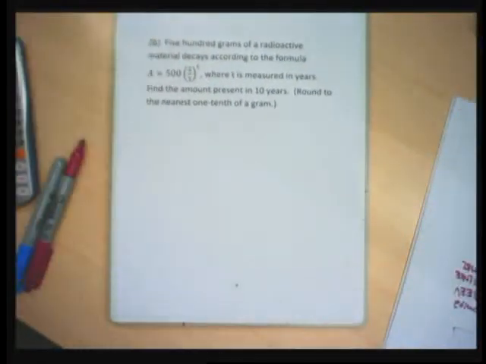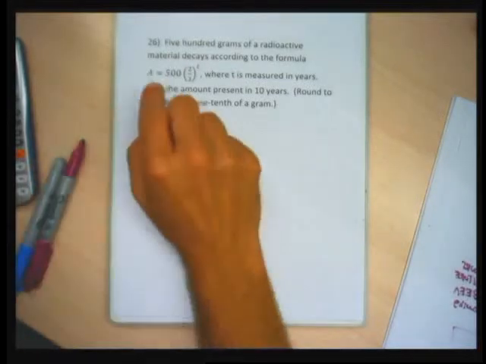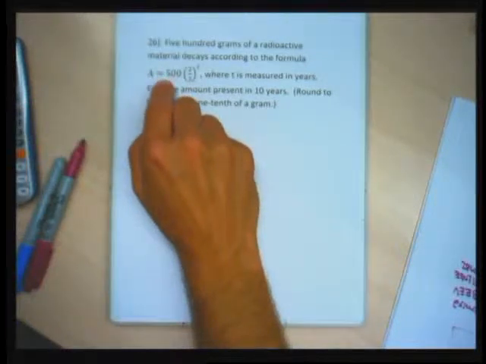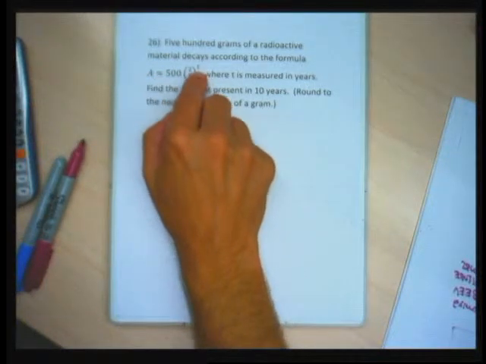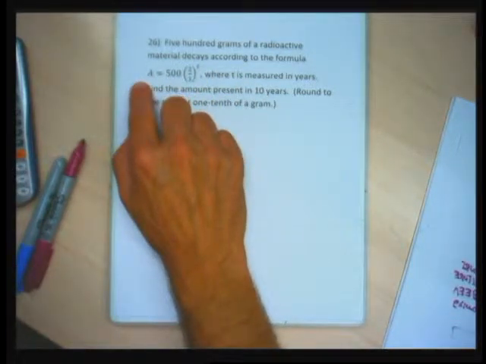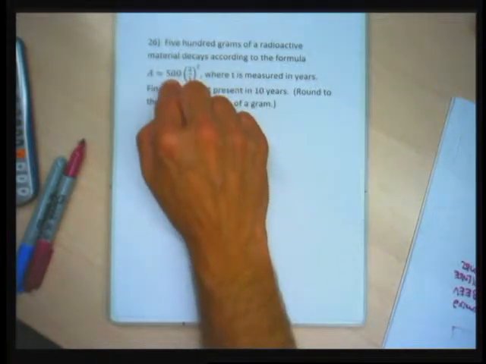26 is going to be similar in that in the question there is a formula, and it talks about radioactive material decaying, and over time you start losing material. It just decays, it disappears, or it goes back into nature. It says this formula tells me what amount of 500 grams is going to be left after t years. The T stands for the number of years. The A, it doesn't say so well, but it's the amount of material that's left after so many years. The 500 there is the beginning amount of material.